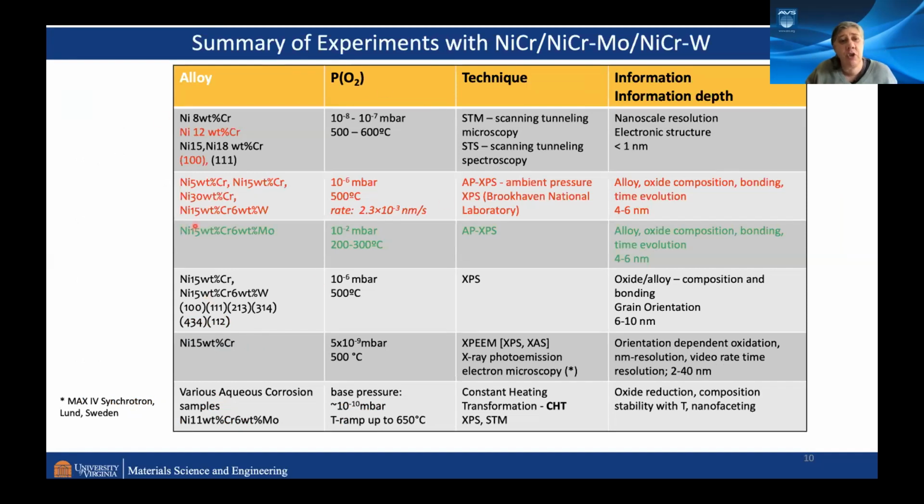So what I'm going to show you today is some scanning tunneling microscopy experiments and the ambient pressure experiments. The STM experiments show you what is different between nickel and nickel chromium, what changes, how these two oxides compete. And the other experiments kind of hone in on the difference between binary and ternary alloys.